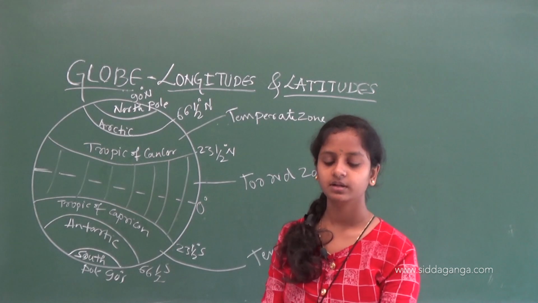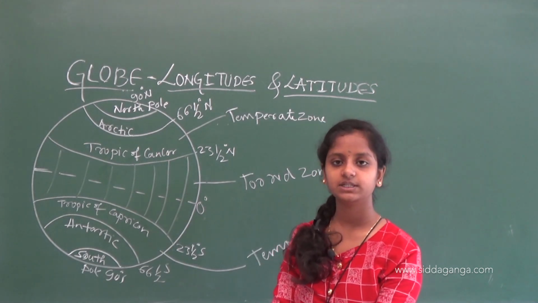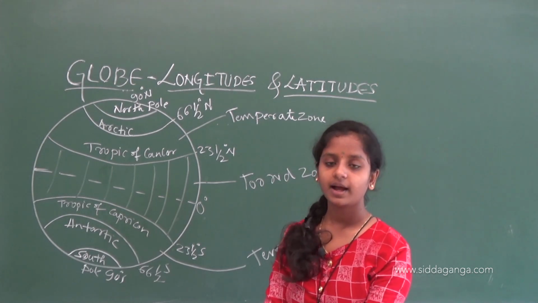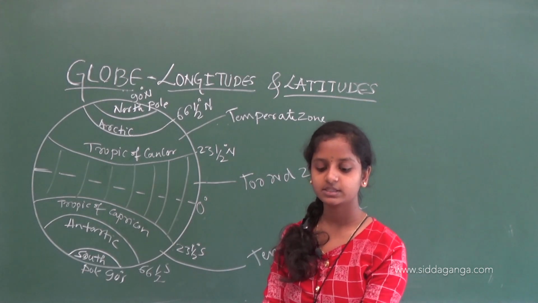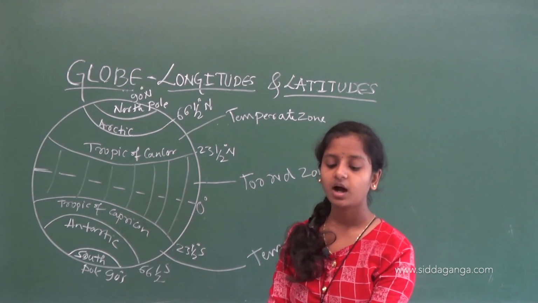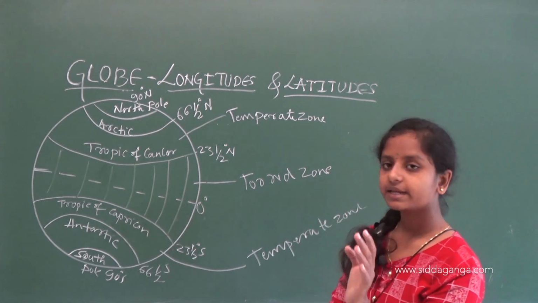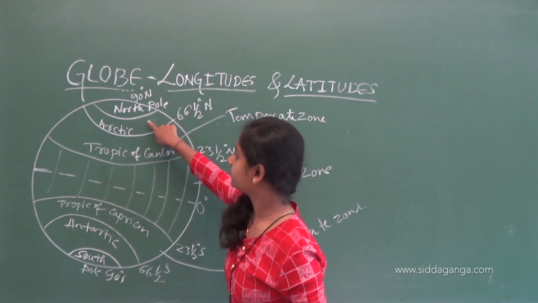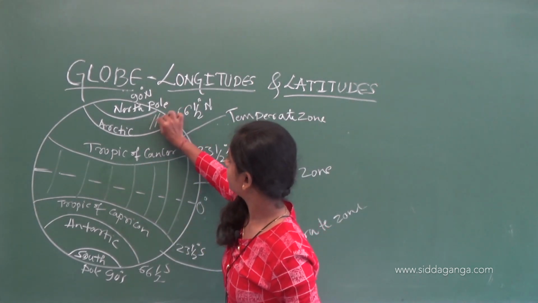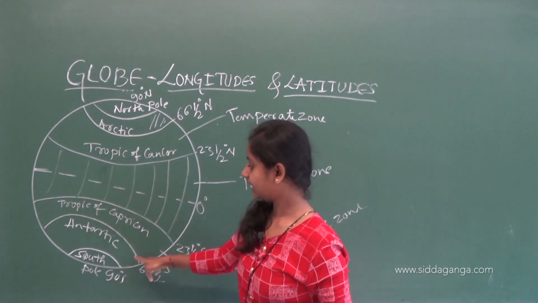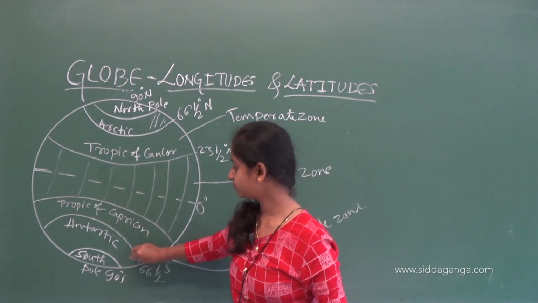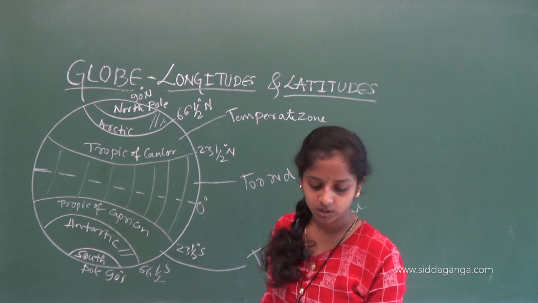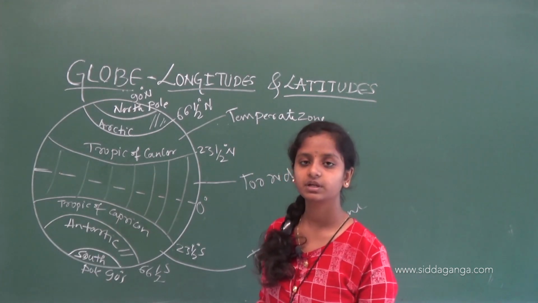Then next, the areas lying between the Arctic Circle and the North Pole in the northern hemisphere, and the Antarctic Circle and the South Pole in the southern hemisphere, are very cold. So the area between the Arctic Circle and the North Pole, and the area between the Antarctic Circle and the South Pole, experience more cold. So it will be very cold.